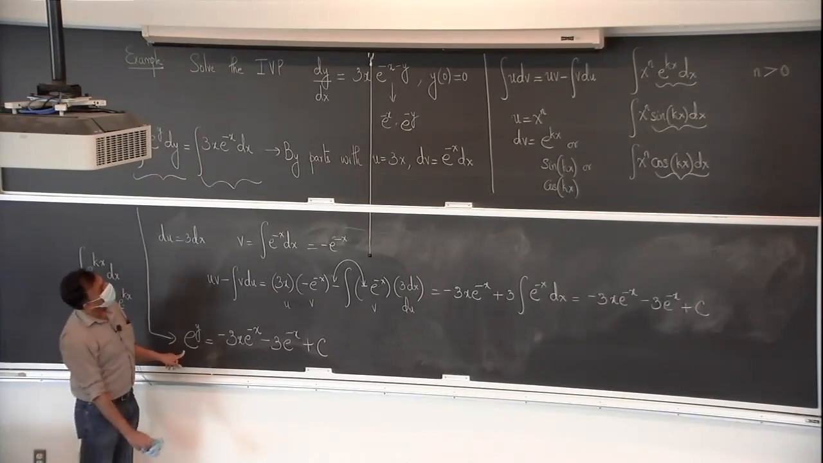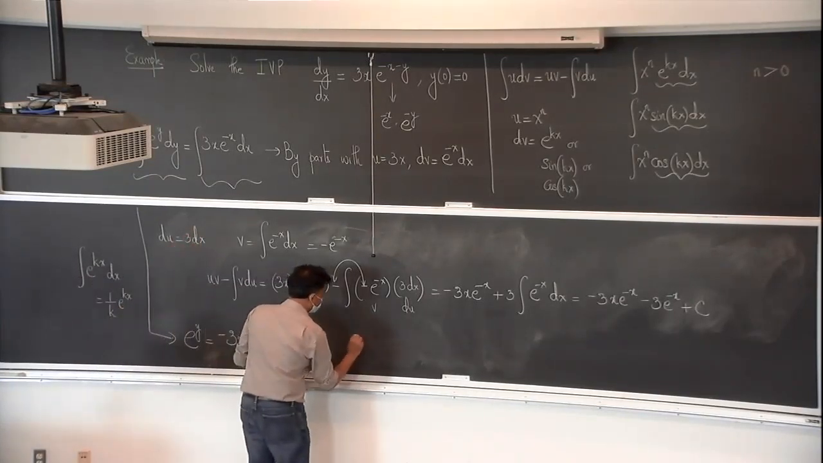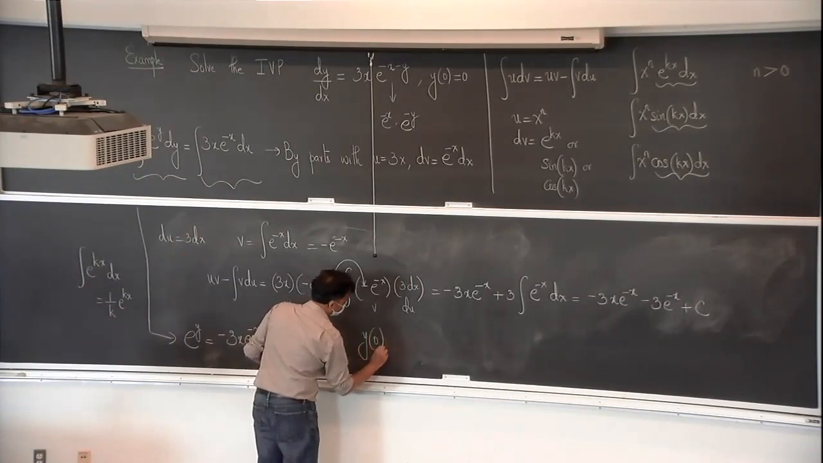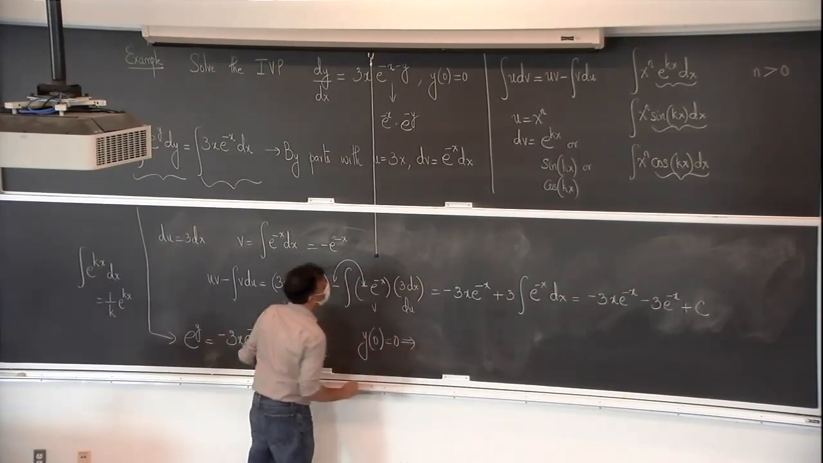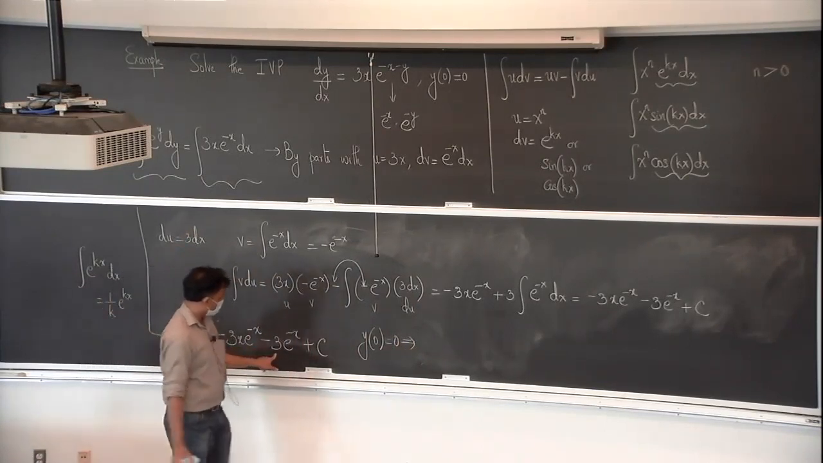All right, y of 0 equal to 0. Let's do that. Okay. That's going to be 1 equal to negative 3 plus c.